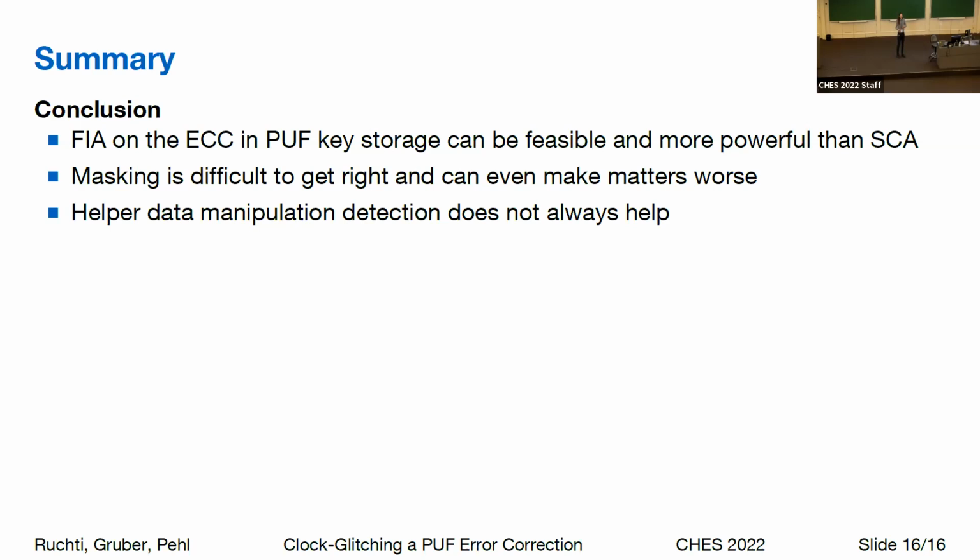Then we have looked at helper data manipulation in our last attack scenario and have seen that, because of the specific decoder behavior where you get data dependency over a wide range of helper data bit flips, it is also possible to carry out the attack even if you cannot manipulate the helper data. So that doesn't always help either.